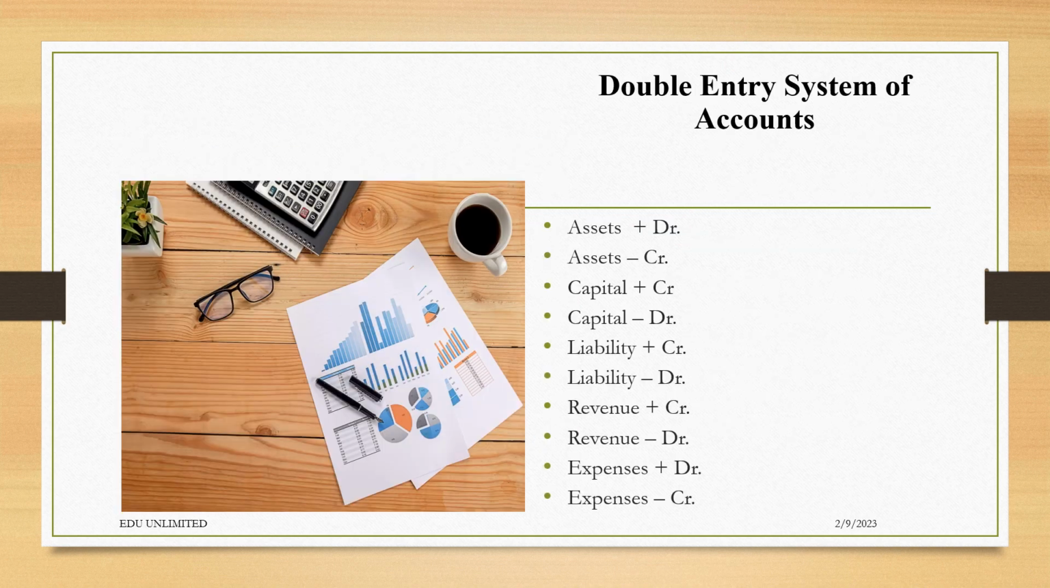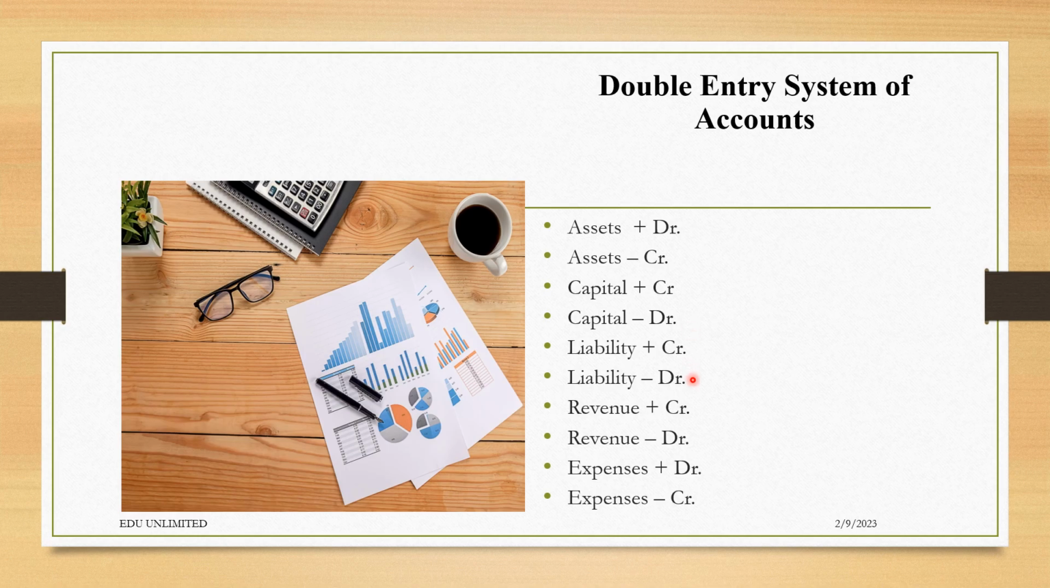While in the previous slide we looked at the general rule for the double entry system of accounts, let us look at this guideline: to increase assets, we would debit the asset account. To decrease assets, we would credit the asset account. To increase capital and or liabilities, we would credit the accounts, and to decrease capital and or liabilities, we would debit the account.